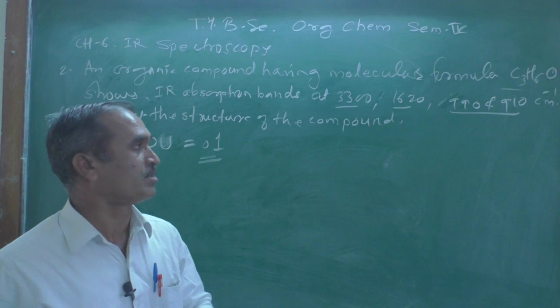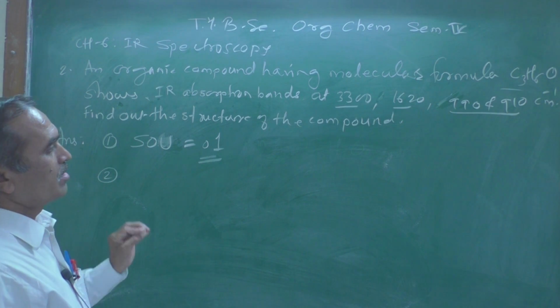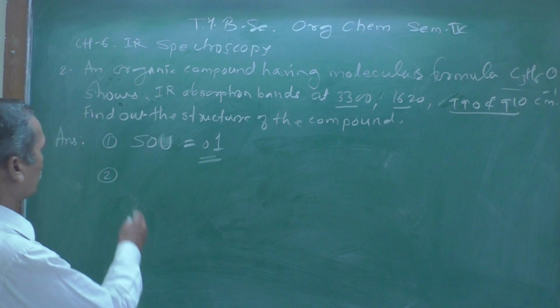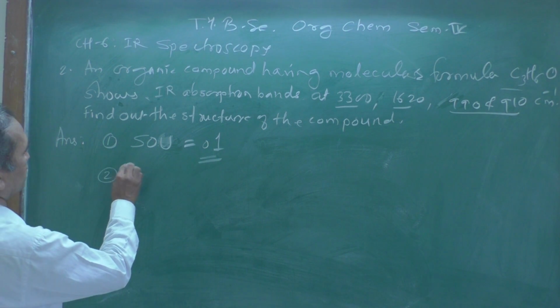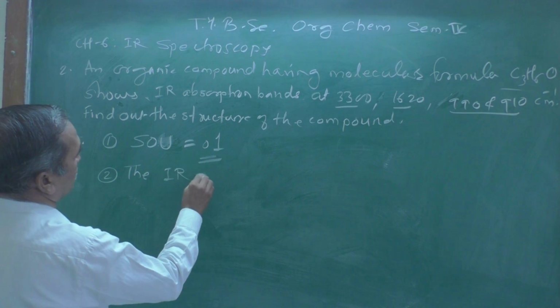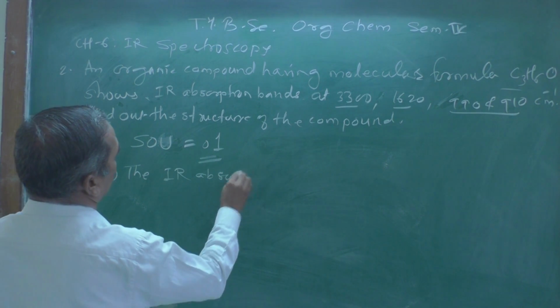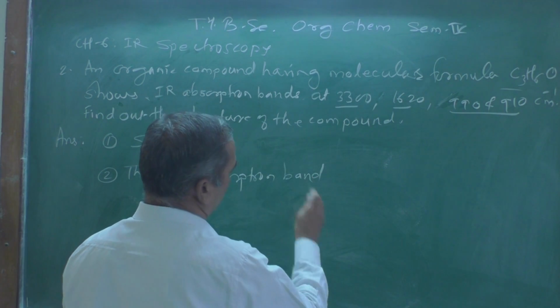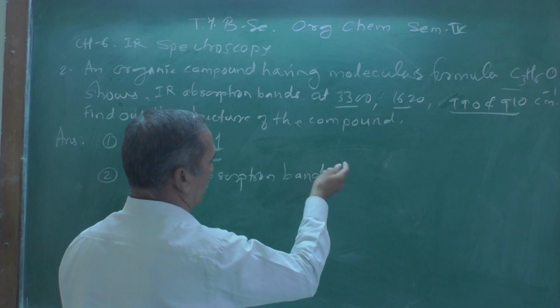So let's begin. How to write that sentence is also very important. Here you have to write like this: the IR absorption band, you can call it a band, signal or peak.